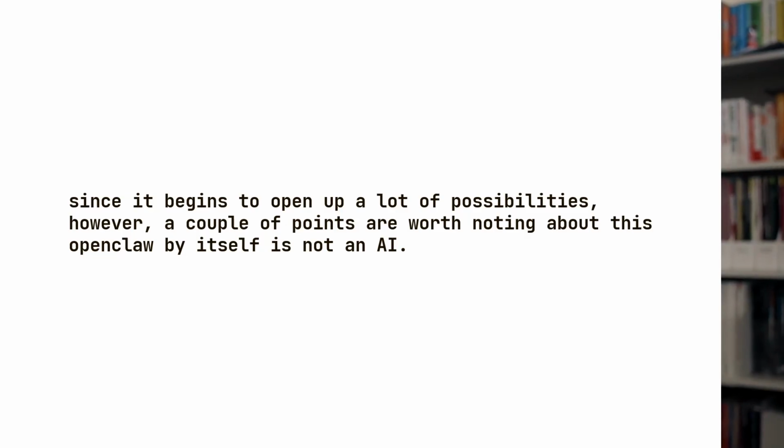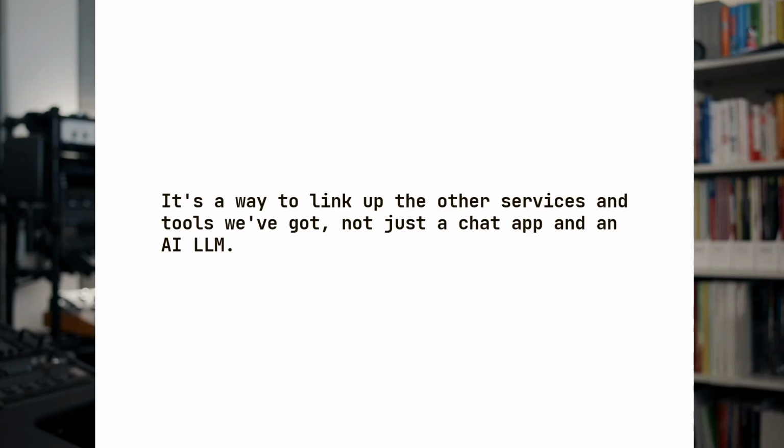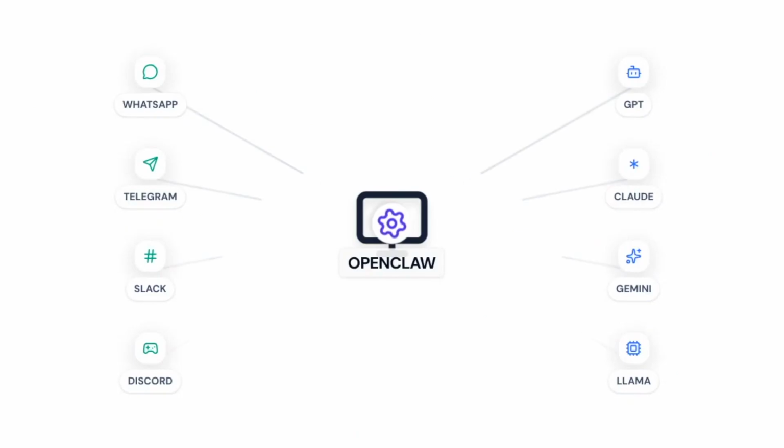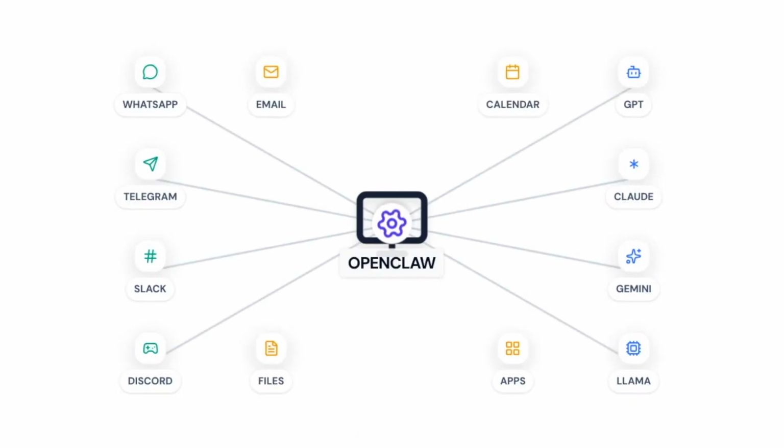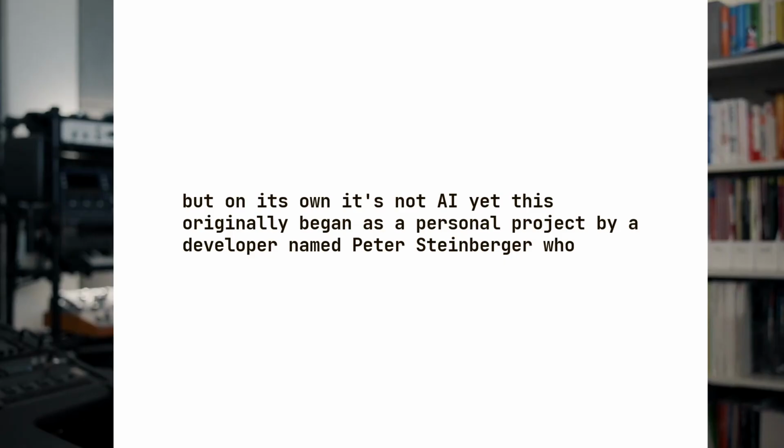However, a couple of points are worth noting about OpenClaw. By itself, it is not an AI. It's kind of plumbing. It's a way to link up the other services and tools we've got, not just a chat app and an AI LLM, but also your email, your calendar, your files, and a whole bunch of other things. So OpenClaw uses AI. It needs an AI to function because without it, it has no brain. But on its own, it's not AI.